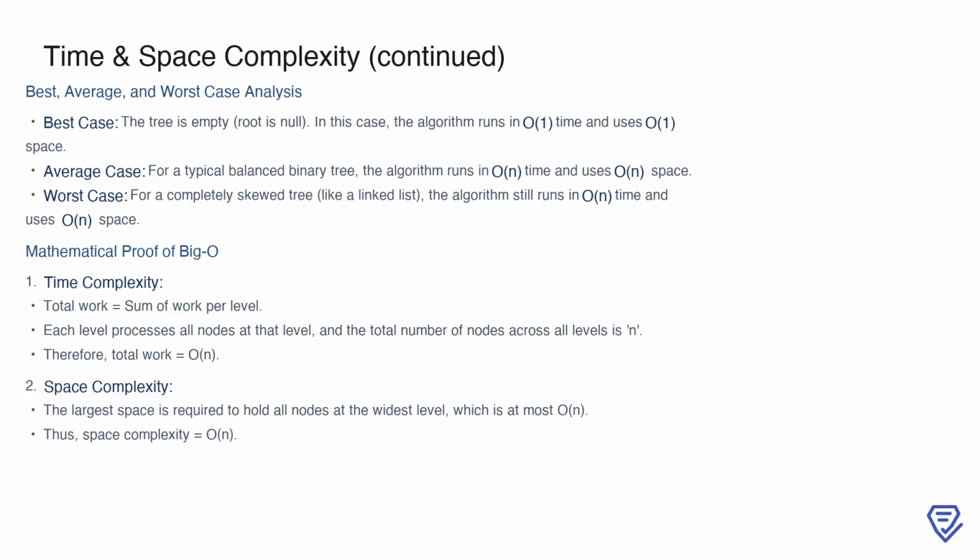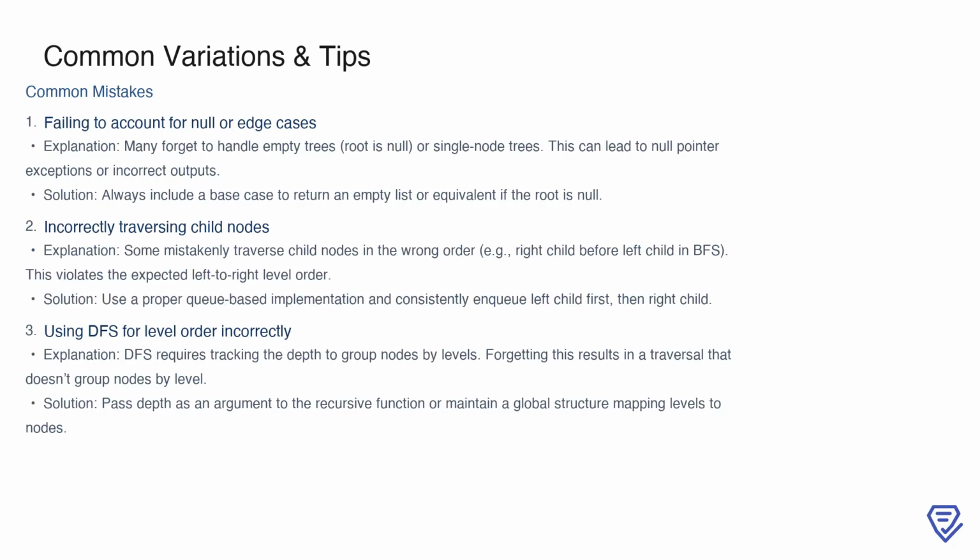This consistency across all cases showcases the efficiency and scalability of the algorithm. When tackling binary tree level order traversal, there are a few common mistakes to watch out for. First, failing to account for null or edge cases can cause significant issues. For example, if the tree is empty or consists of a single node, not addressing these scenarios might lead to null pointer exceptions or incorrect outputs.